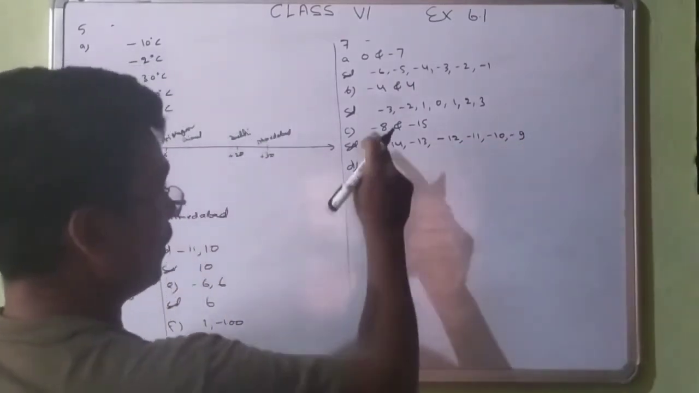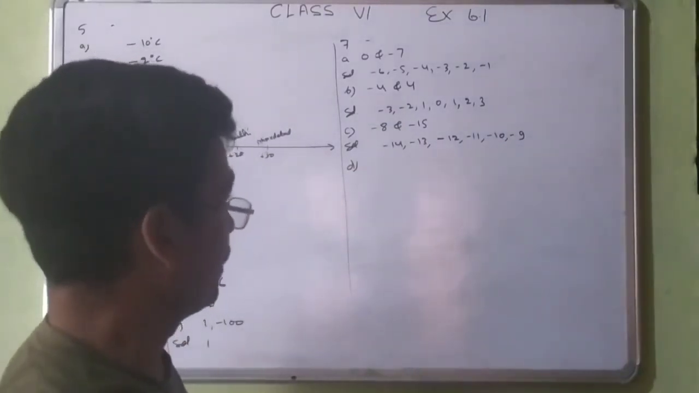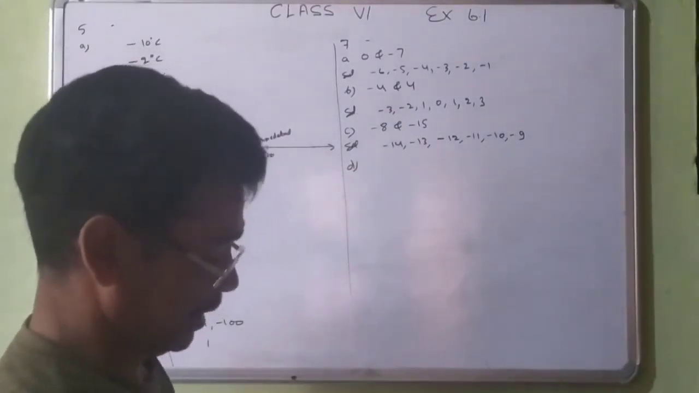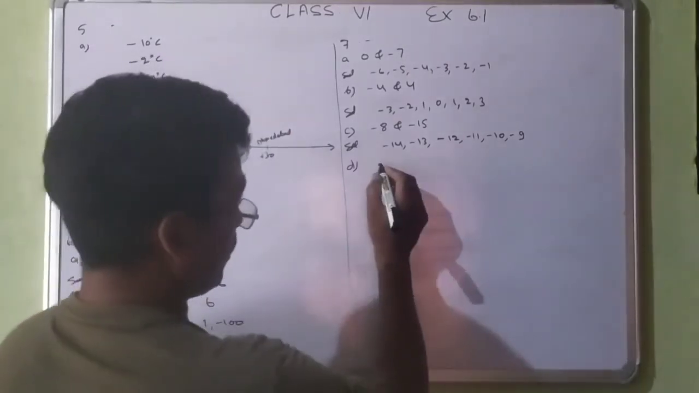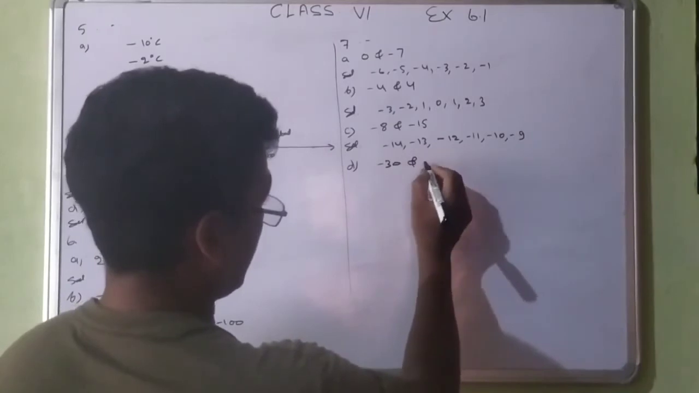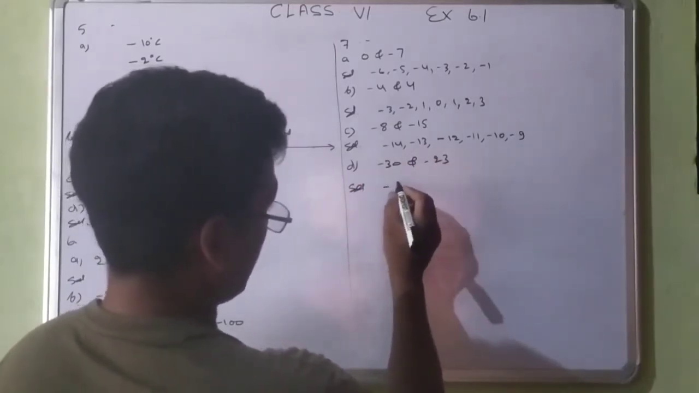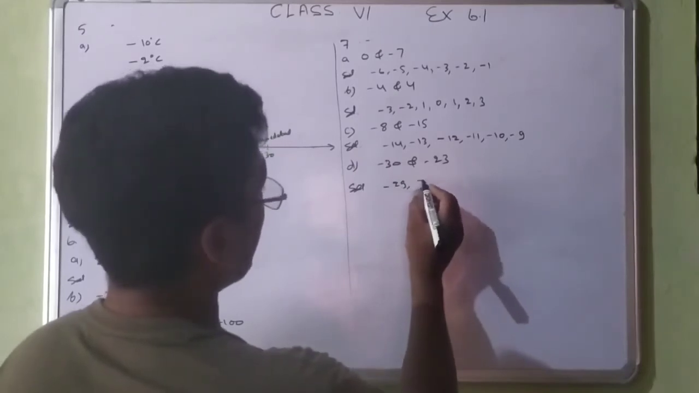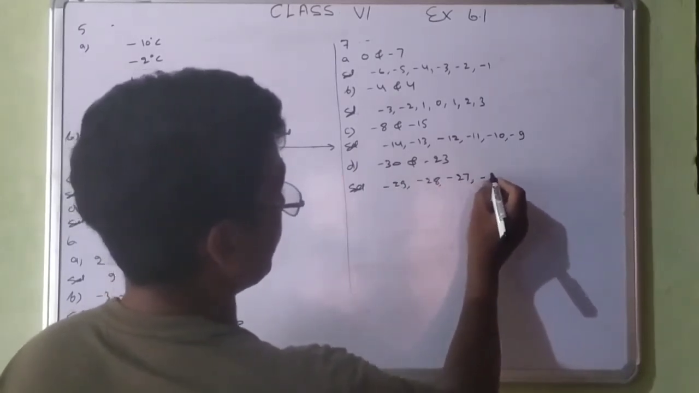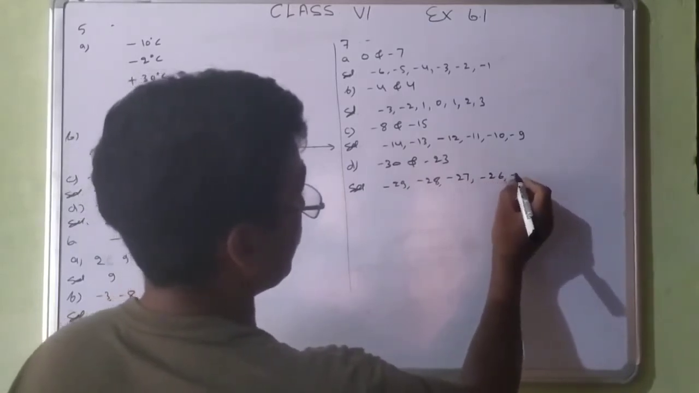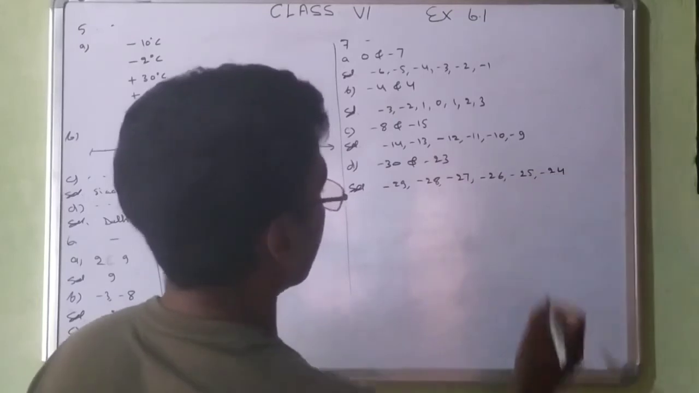D part. It means these numbers we will not write, between them we will write the numbers. D part, -30 and -23, so that will be -29, -28, -27, -26, -25, -24.